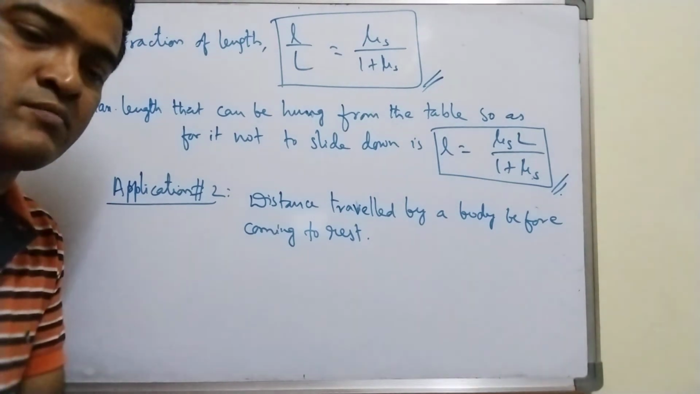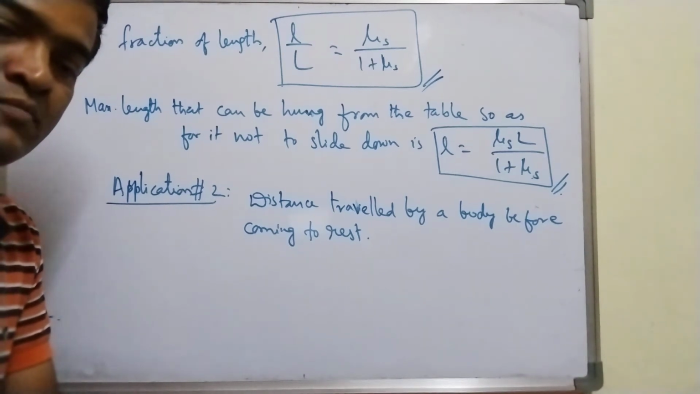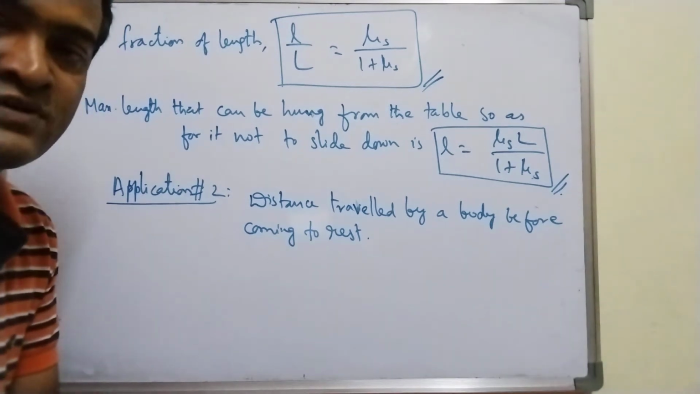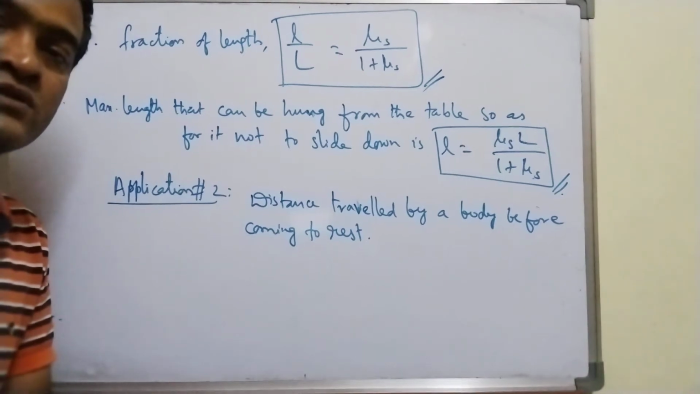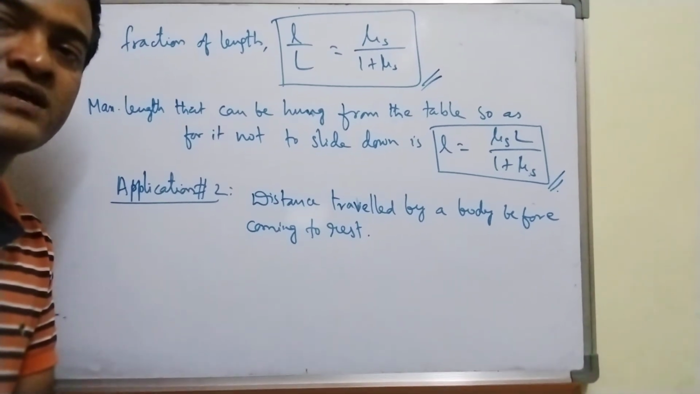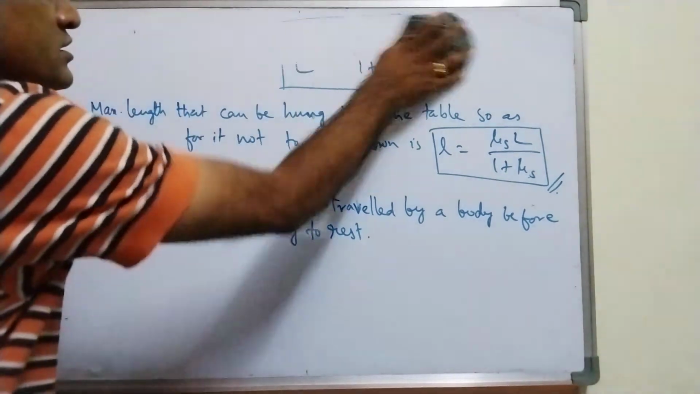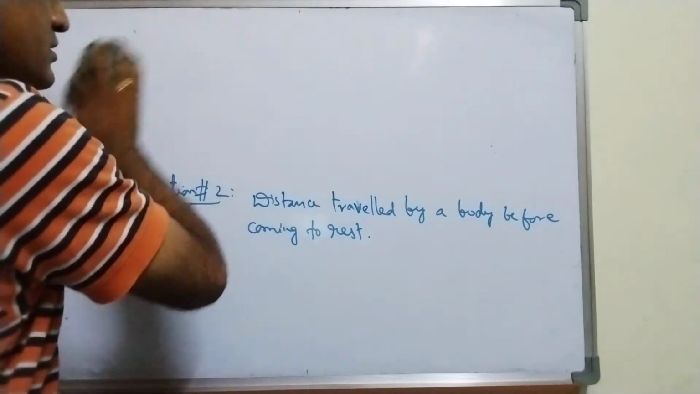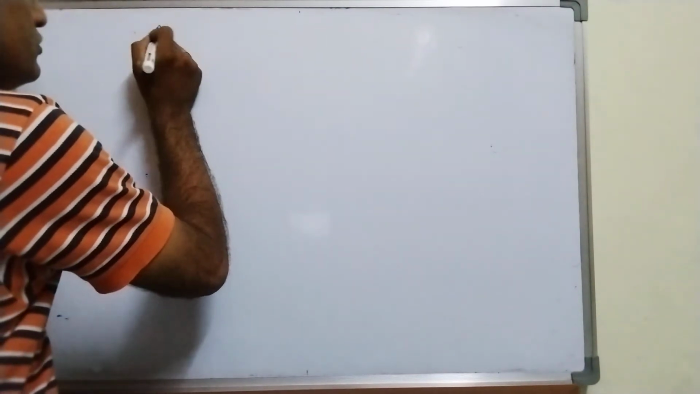Distance traveled by a body before coming to rest means what? Initially the block is moving with velocity u, and finally after traveling a distance s, its velocity has become 0. It means it has come to rest. The block has come to rest. This is the scenario that we are going to discuss now. Right? Let me write this again. Application number 2 here.